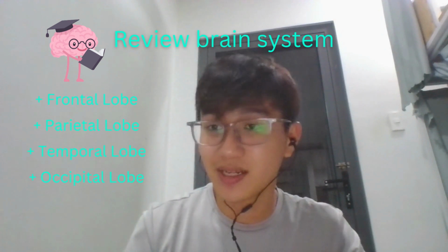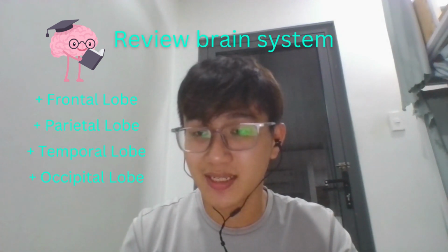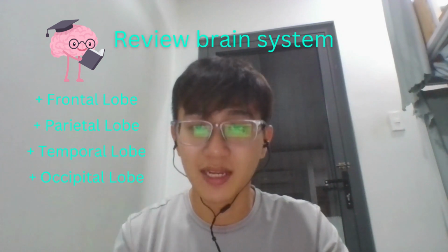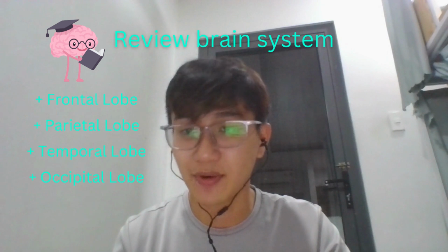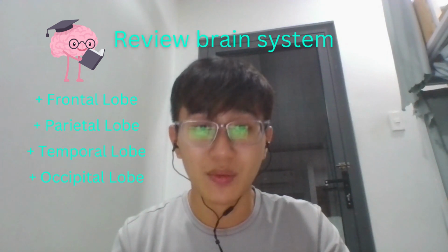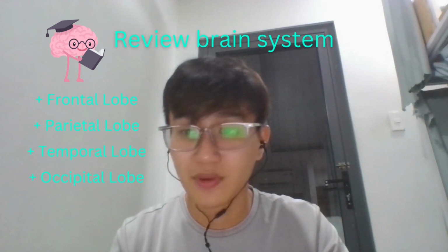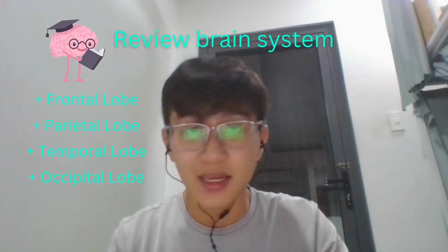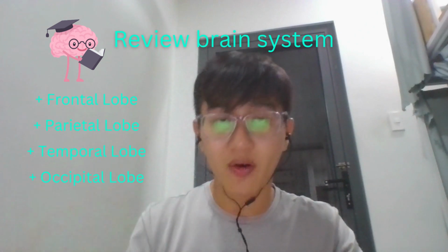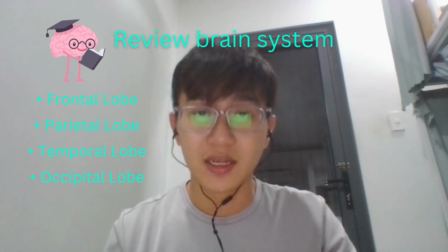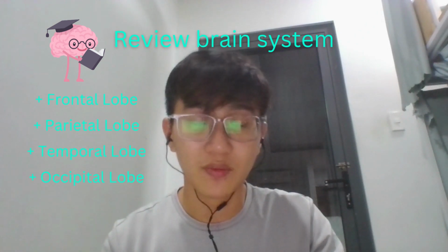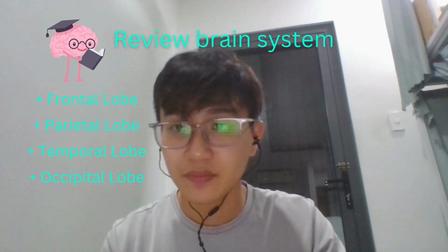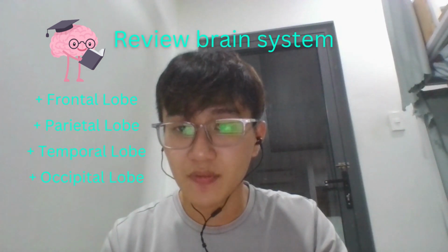The central sulcus is a prominent sulcus that runs down the middle of the lateral surface of the brain, separating the frontal lobe from the parietal lobe. It's the furrow that's separating the frontal lobe from the parietal lobe. And what is its function?